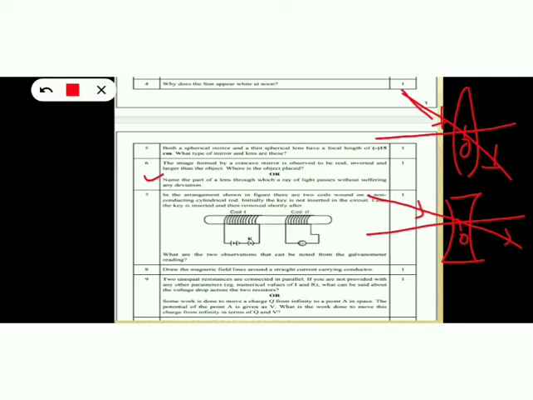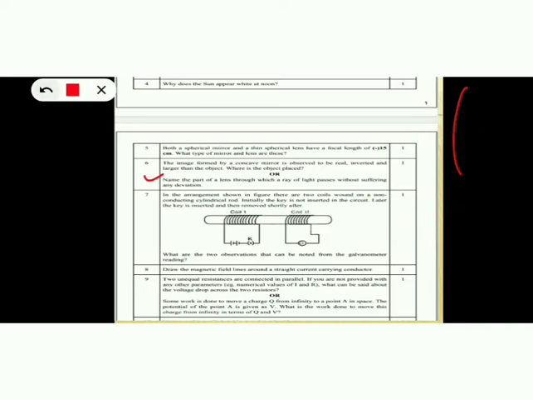So which is that point through which a ray of light passes without suffering any deviation? That is O. That is the center of the lens, which is called the optical center. So the optical center is the part of that lens. Now, let's discuss the seventh question. So, what is the seventh question?